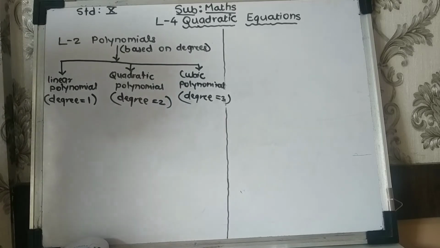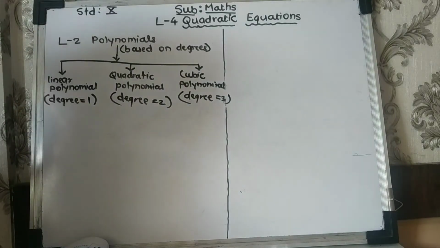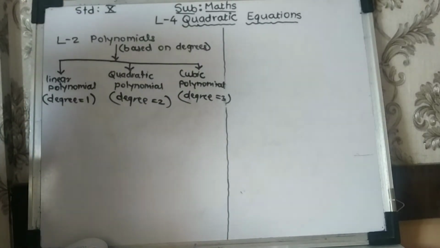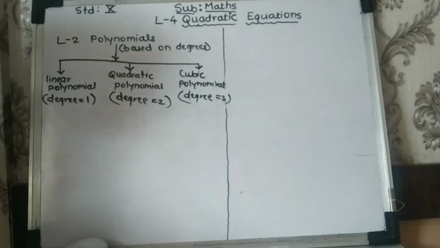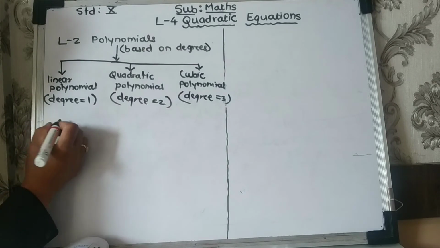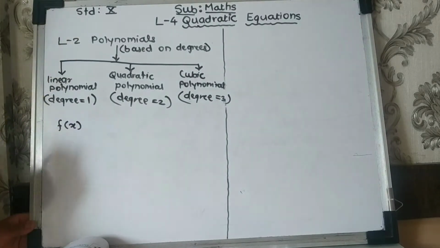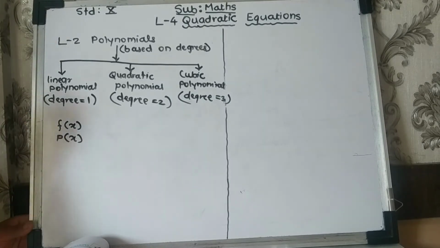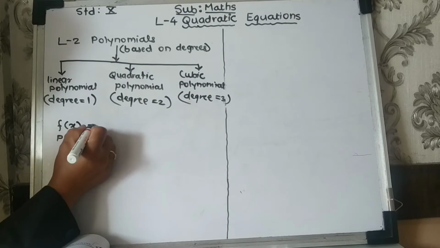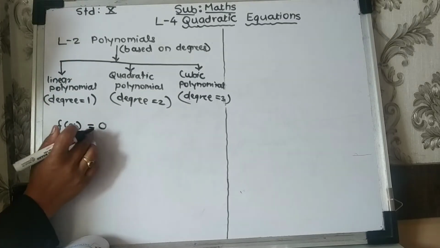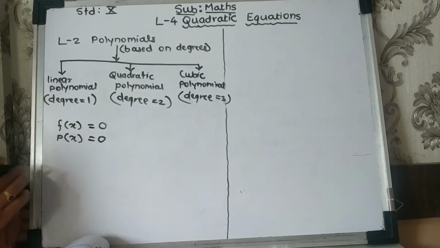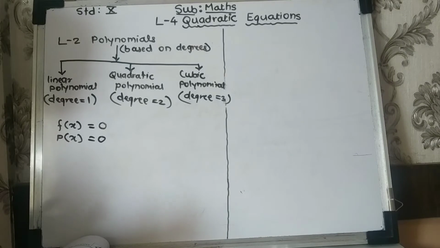We have even learned about their zeros. We have also learned about the graphical representation of linear, quadratic and cubic polynomials. Suppose I take f of x as a polynomial, or as we have studied, p of x, both are polynomials only. When a polynomial equates to 0, equates means equals to 0, at that time such a polynomial is called an equation, right?